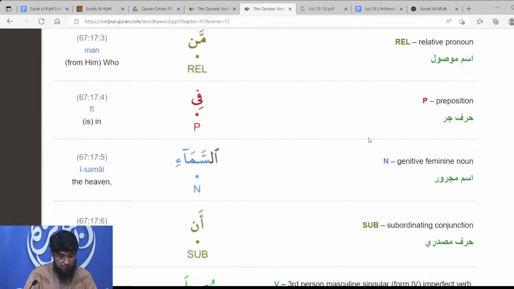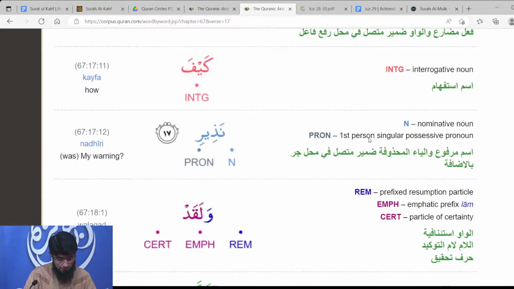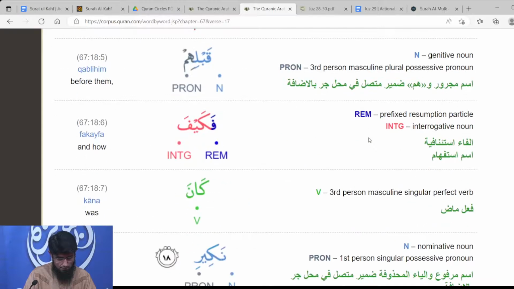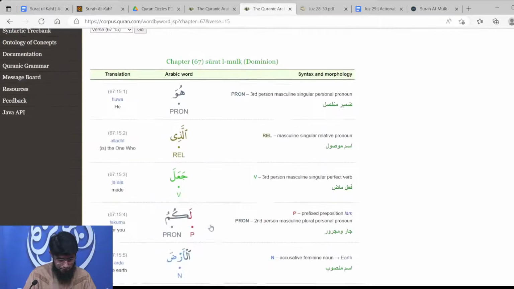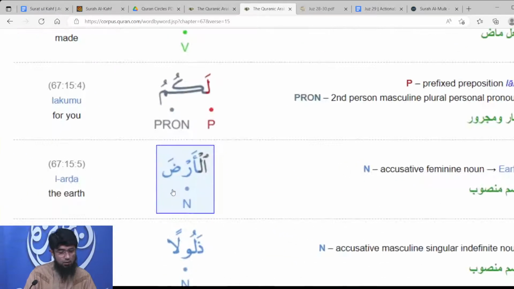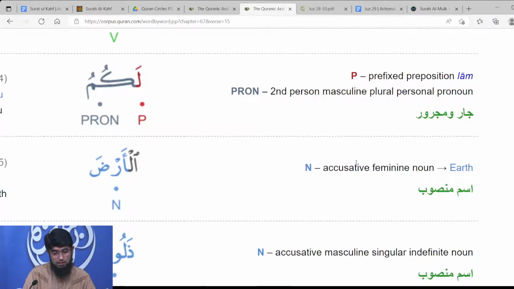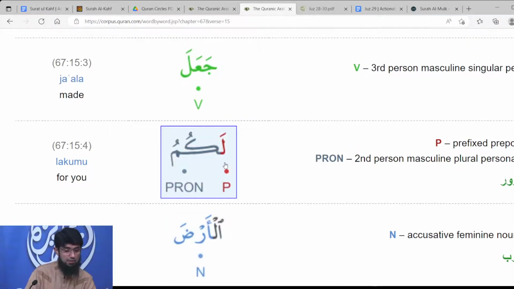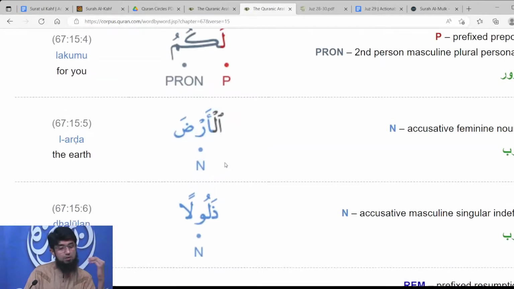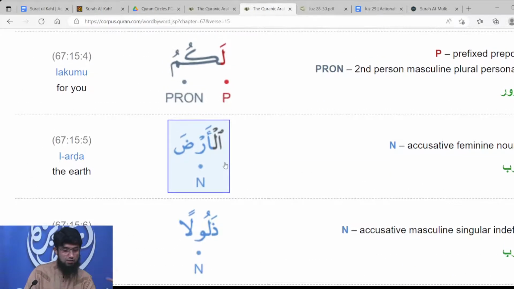The other example that we had today, let's go back to the previous one. See, arda. This is called mansub, ism mansub from nasb. Why? What is the function of earth here? It's an object. "Alladhi ja'ala lakum al-arda dhaluna." So Allah has created the earth. So it's an object. It's something that an action was performed on.